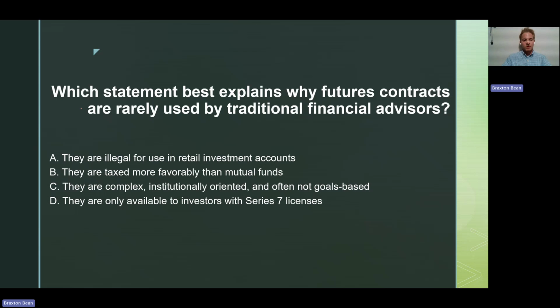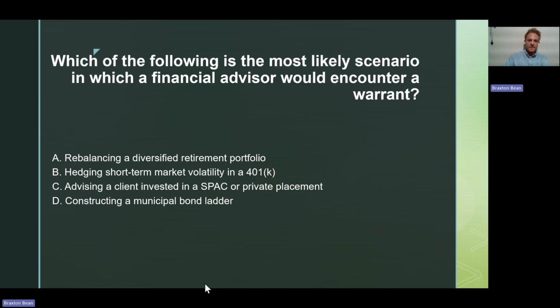So we'll do some questions now. Which statement best explains why futures contracts are rarely used by traditional financial advisors? A. They are illegal for use in retail investment accounts. Nope. B. They are taxed more favorably than mutual funds. Also incorrect. C. They are complex, institutionally oriented, and often not goals based. This is correct. They're complex, institutionally oriented, and often the contract sizes are too big for any individual client.